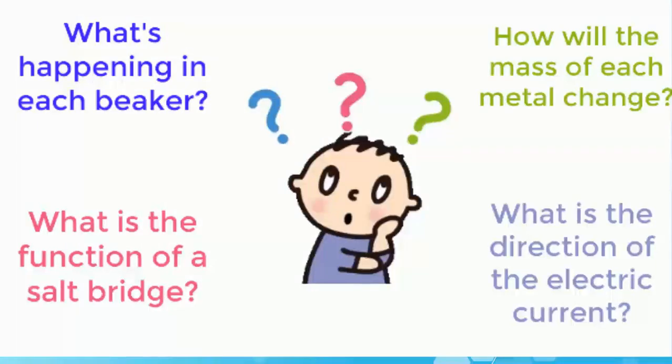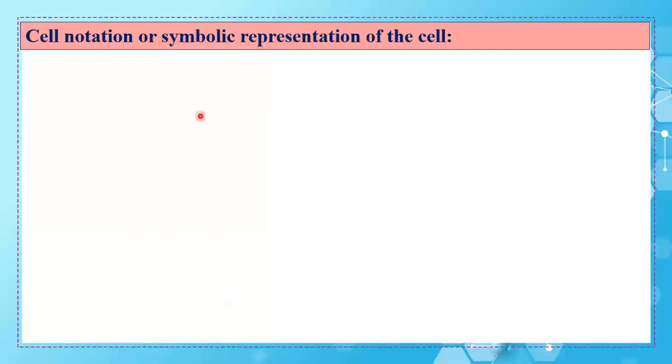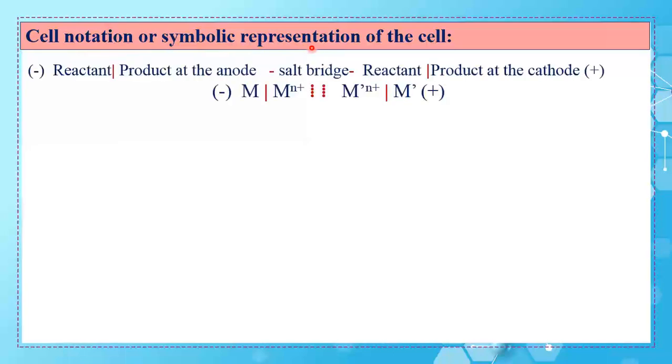We still have one problem to fulfill here, the direction of the electric current. First, we will start with a term which is the cell notation, or the symbolic representation of a cell. This symbolic representation is a simplified way to represent a galvanic cell, where the negative pole is the anode and the positive pole is the cathode. We start with the reactants and products of the anode, then a salt bridge, and finally the reactants and products of the cathode.